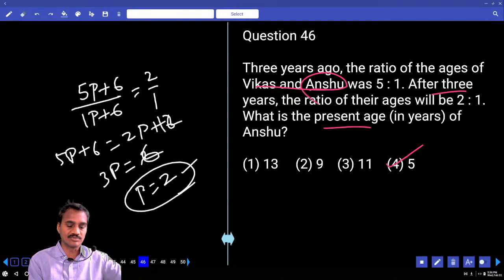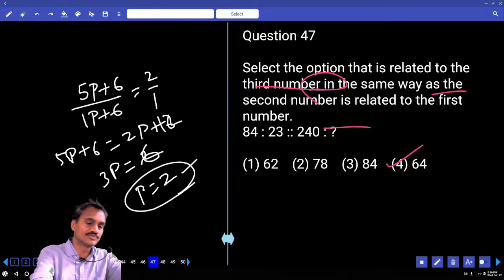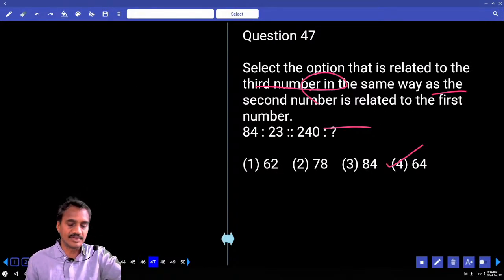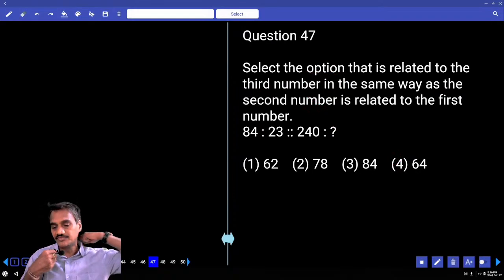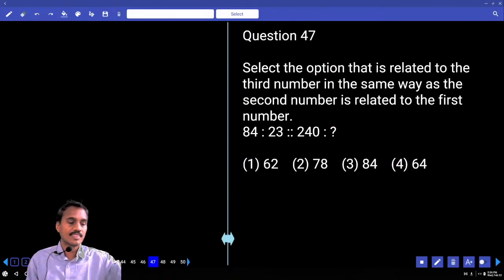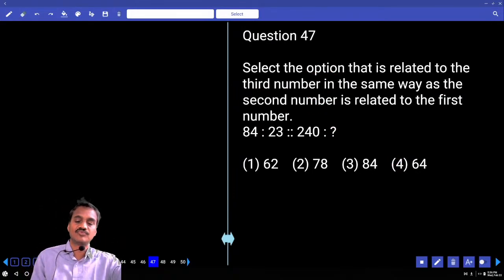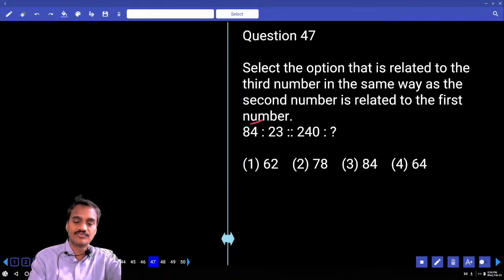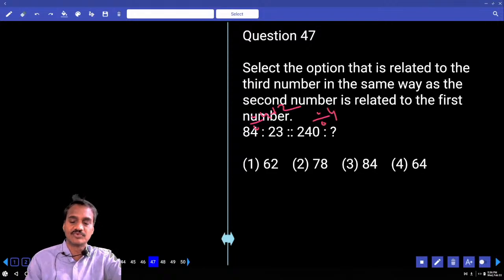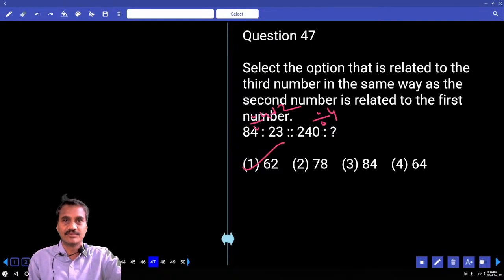Then next one, question number 47. Now in this 47, 84 and 23. Now 84 and 23, how does it come? 84 divided by how much? 84, if you divide this by 4, you get 21. And there, 21 plus 2 divided by 4 plus 2. And similarly 240 divided by 4 is 60, plus 2 is 62, choice 1. Divided by 4 plus 2, 47.